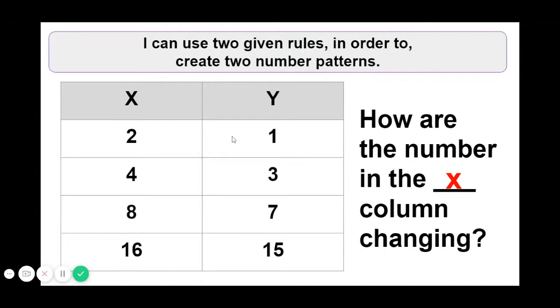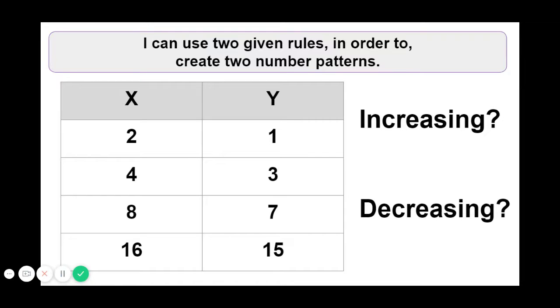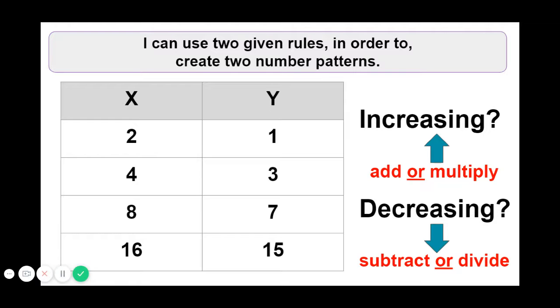There are two ways that our numbers can change. They can either increase, which means they go up, and to increase numbers in a function table, we either add or multiply. Or they could decrease. Decrease means they are going down, and in order for numbers to decrease in a function table, you either subtract or divide. So looking at my table, are my numbers from X to Y increasing or decreasing?